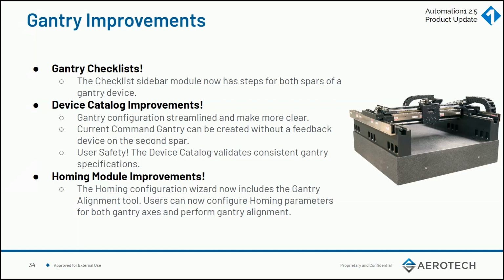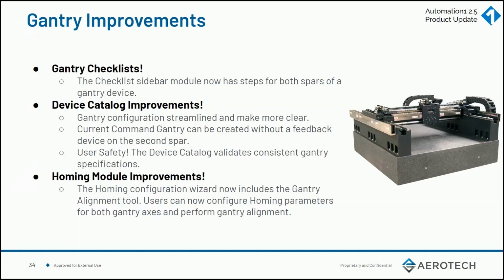So in 2.5, we also introduced gantry checklists. This is a checklist sidebar, which is what you use coming out of our machine setup tool. It now has steps for both spars of a gantry device. So if you choose a gantry device, the checklist tool updates what it does in response to the choices you make as a user. There's been tons of device catalog improvements for gantries.